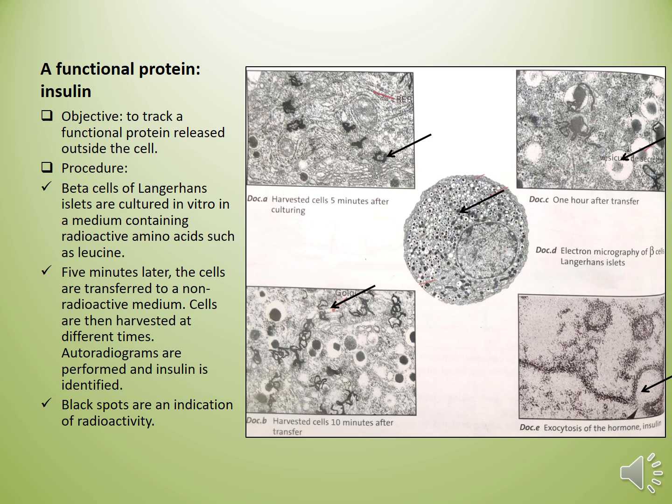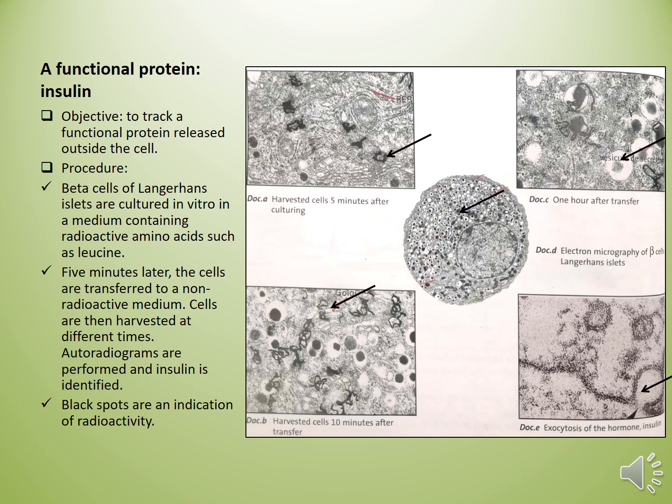In order to track a functional protein, radioactivity can be used. A very famous example of a functional protein is the insulin hormone. The insulin hormone is a protein molecule that is produced and released by the beta cells of the islets of Langerhans, which are pancreatic cells. In the procedure, beta cells of the islets of Langerhans are cultured in vitro in a medium containing radioactive amino acids such as leucine. 5 minutes later, the cells are transferred to a non-radioactive medium.